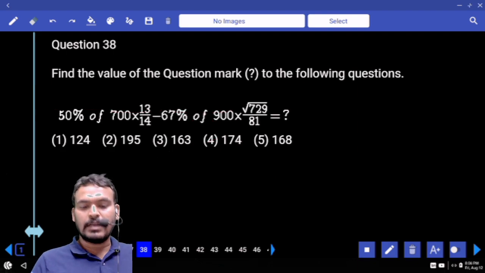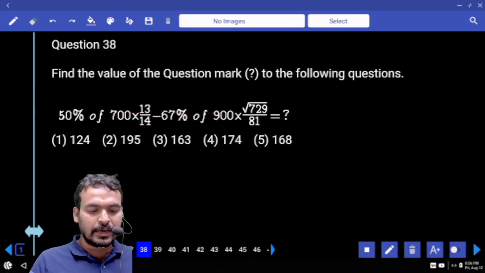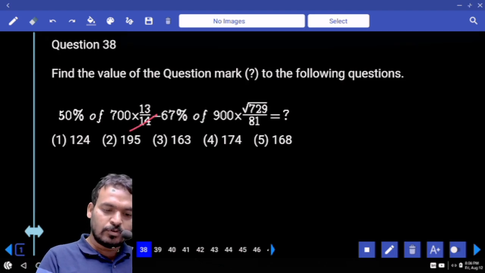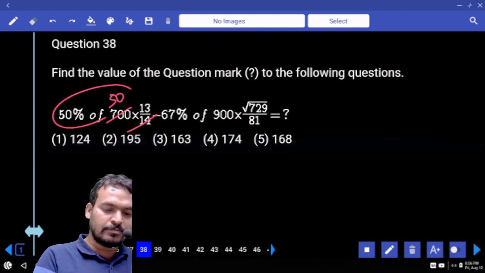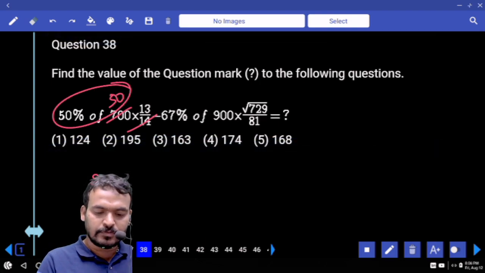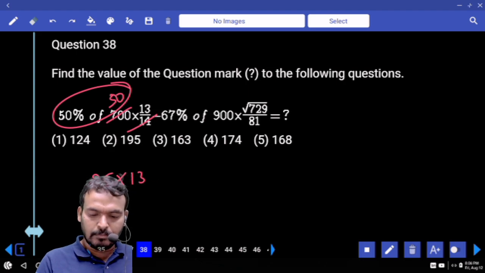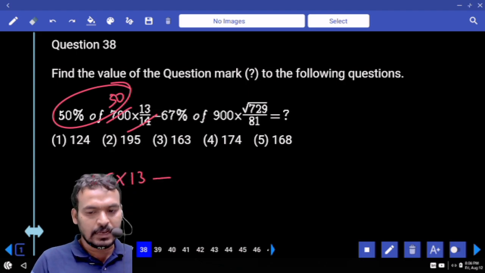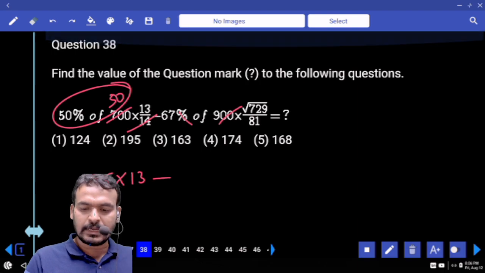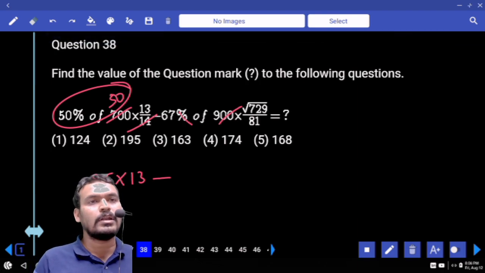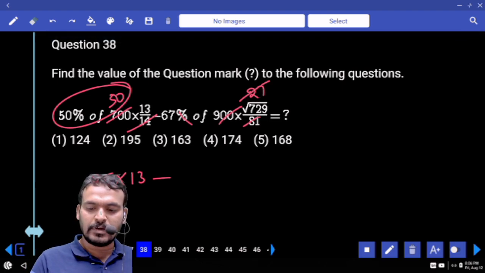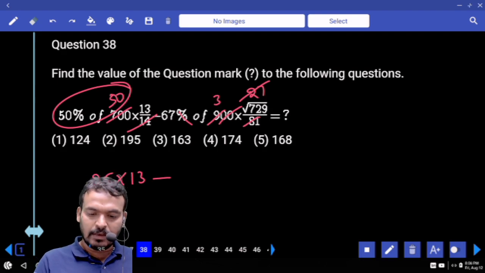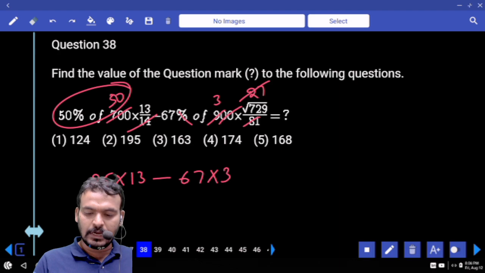38. 50% of 700 into 13 by 14. First, 14 how many times 700? 50 times. What is 50% of 50? 25. Into how much value? 13. Minus 67% of 900. Percentage, 2 zeros are cancelled. Square root of 729 means 27. 27 how many times 81? 3 times. Remaining value 67 into 3.